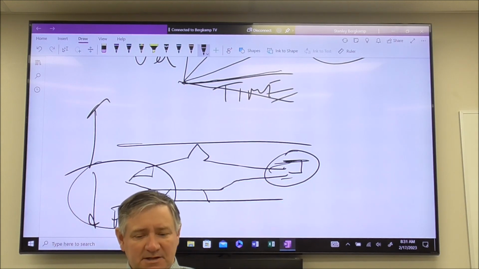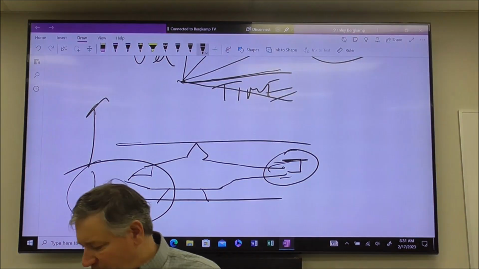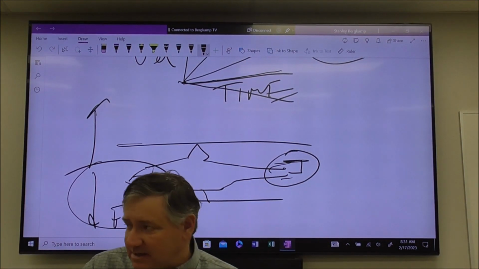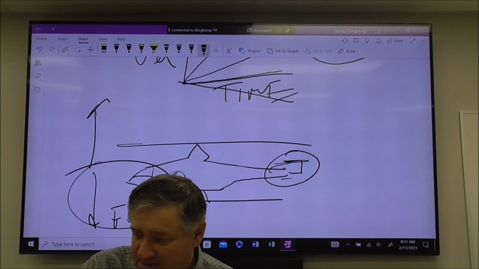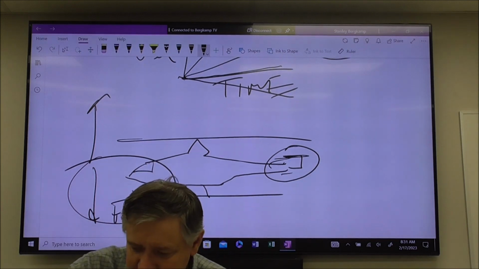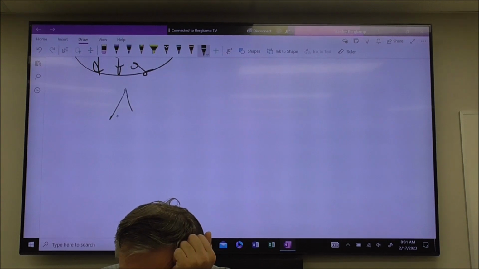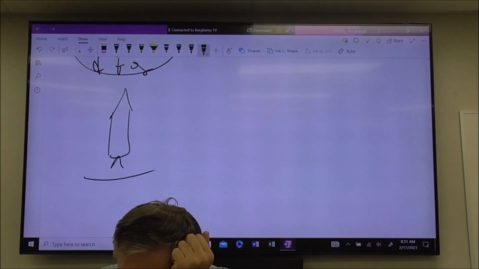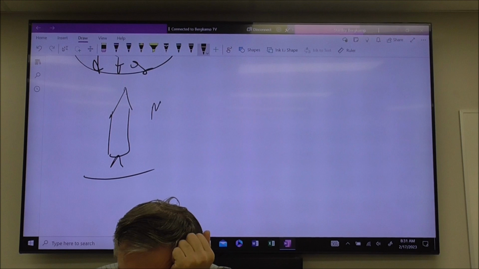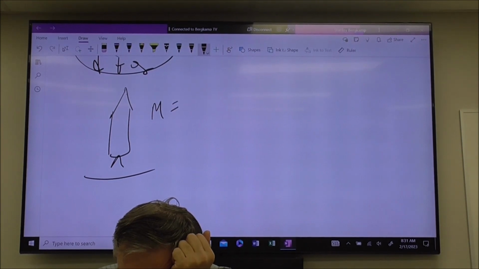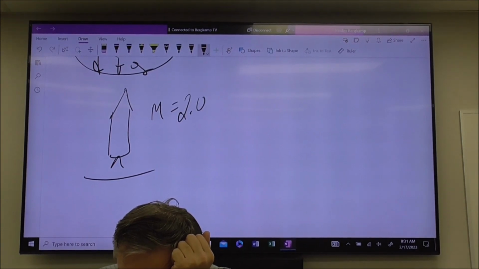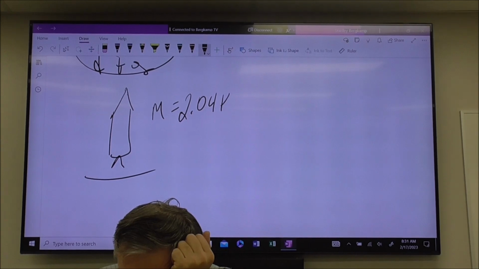Okay, got the idea. So let's say that we want to do rocket science. Literally, let's say we want to do rocket science. Lost even more hydrogen. And let's say here's a rocket, and let's say that it has a mass of 2.04 kilograms.